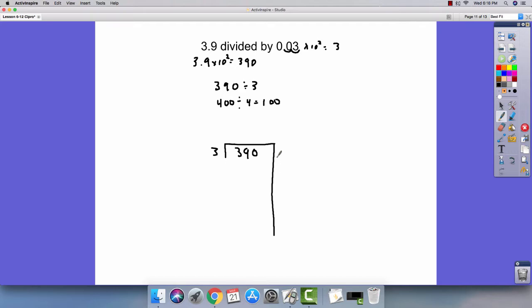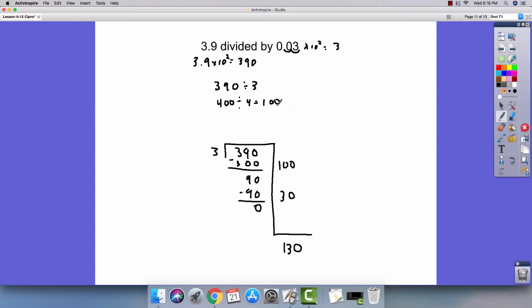All right, and I know 3 can go into 390 at least 100 times. So 3 times 100 is 300. 390 minus 300 is 90. And then 3 can go into 90 30 times. So 30 times 3 is 90. Subtract, we got 0 left over. So add up my partial quotients, and I get 130.